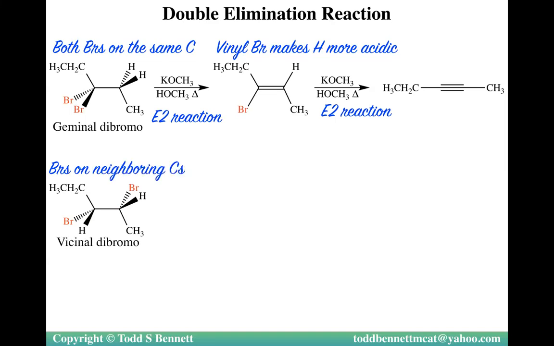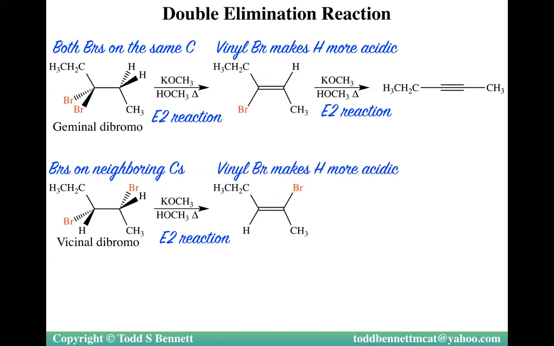So on neighboring carbons, you can get the same thing, but the lining up might not be as convenient for both of them. In other words, I have to rotate to make sure that one's anti, that one's anti. It worked out well in this case, but if you have the enantiomer, you might only be able to get one elimination at a time. It really doesn't mean that much because you're still going to end up with the same situation with a vinyl bromide, which is going to be able to be eliminated. So whether they're geminal or vicinal shouldn't make that big of a deal.